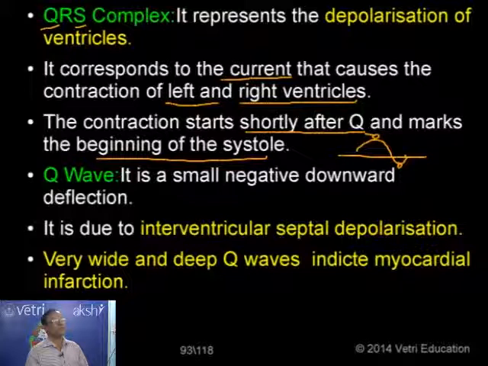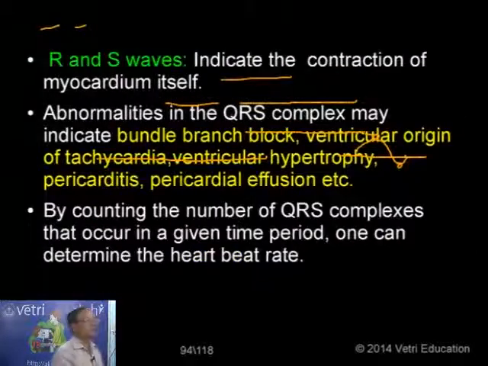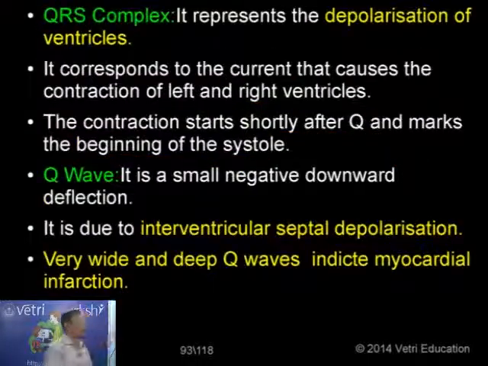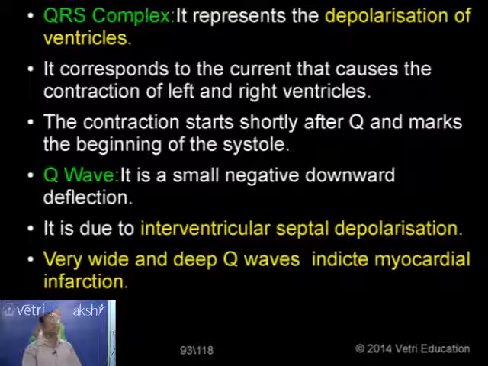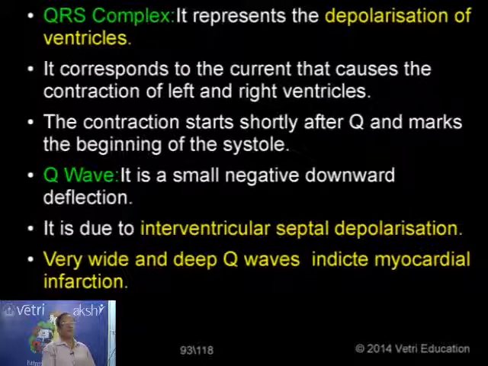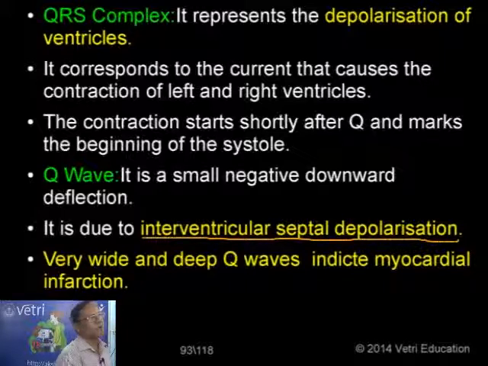Now let's look at some points related to the Q wave, and how far it is useful in diagnosing cardiovascular disease. I mentioned already it is a small negative wave, a downward deflection. In some cases it's mostly indistinct, not visible at all. And what is it due to? It is due to interventricular septal depolarization. We have ventricular muscles, in between which we have the septum. There you have the electrical activity, the depolarization. So the Q wave is because of the depolarization of the interventricular septum.